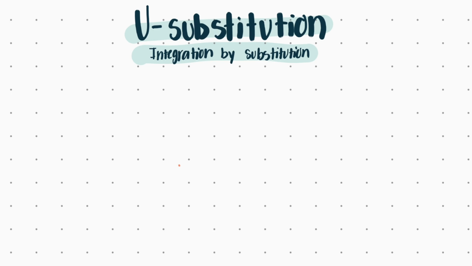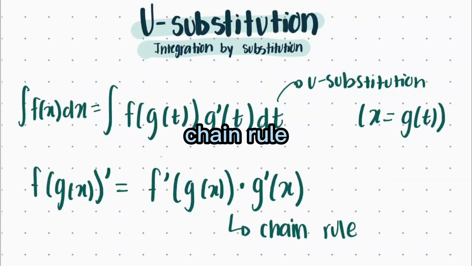And since we know that integration is basically the opposite of differentiation, we can probably guess that the formula for U-substitution will look similar to a formula that we have seen for differentiation. And that formula is the chain rule. Up here we have the U-substitution formula, and down here we have the chain rule for differentiation. So the chain rule is used for differentiation, and this U-substitution is used for integration.